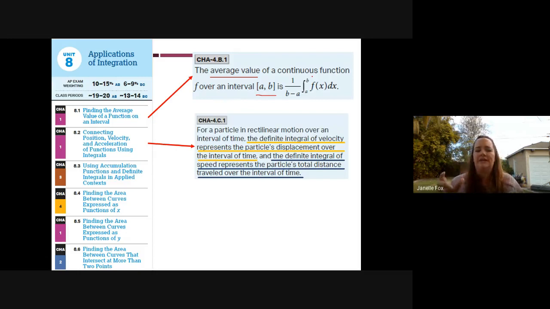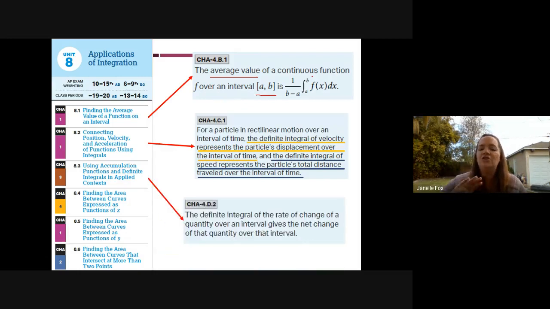Then just in general, guys, if you're integrating a rate of change of something, what that gives you is the net change of that quantity over the interval. What was that example we had in our notes? You integrate the rate that potatoes were consumed, then you get the number of potatoes. If you're trying to remember this in a different setting, you can always think about the one that we did up here in this first one.